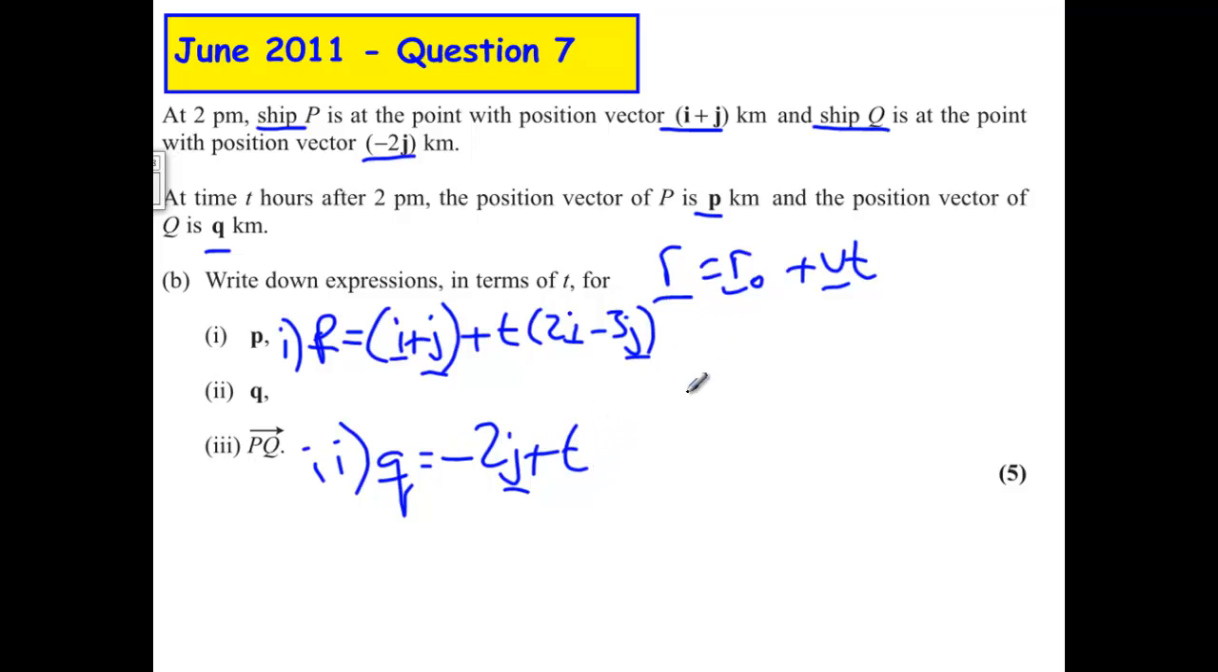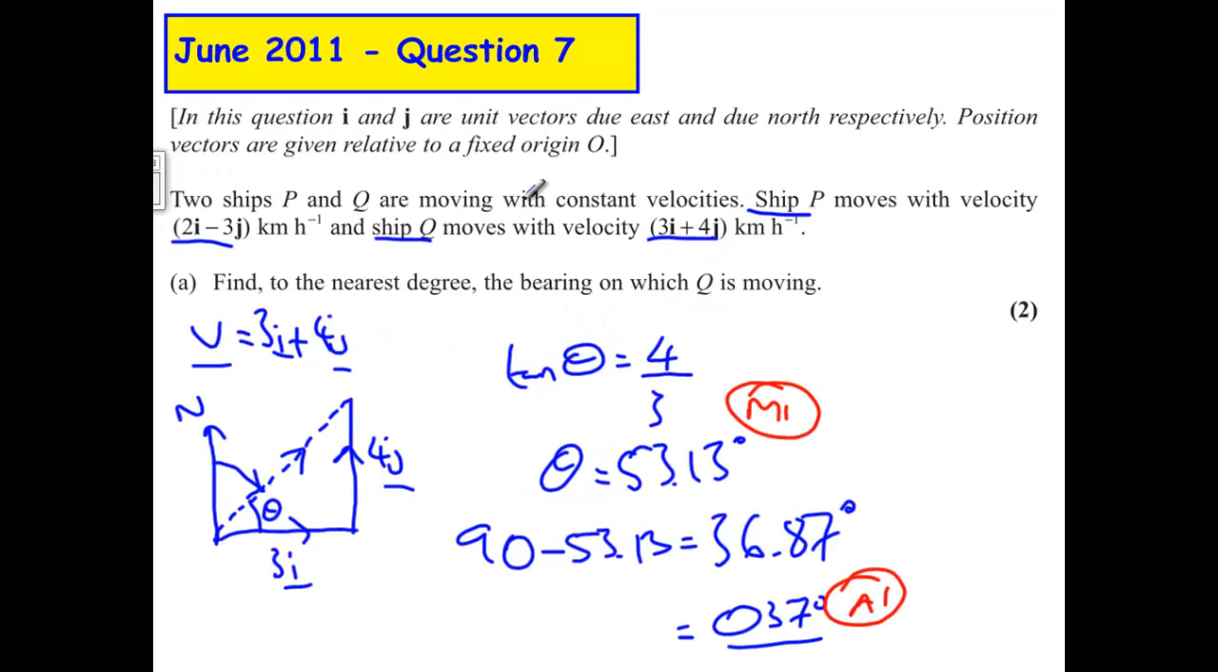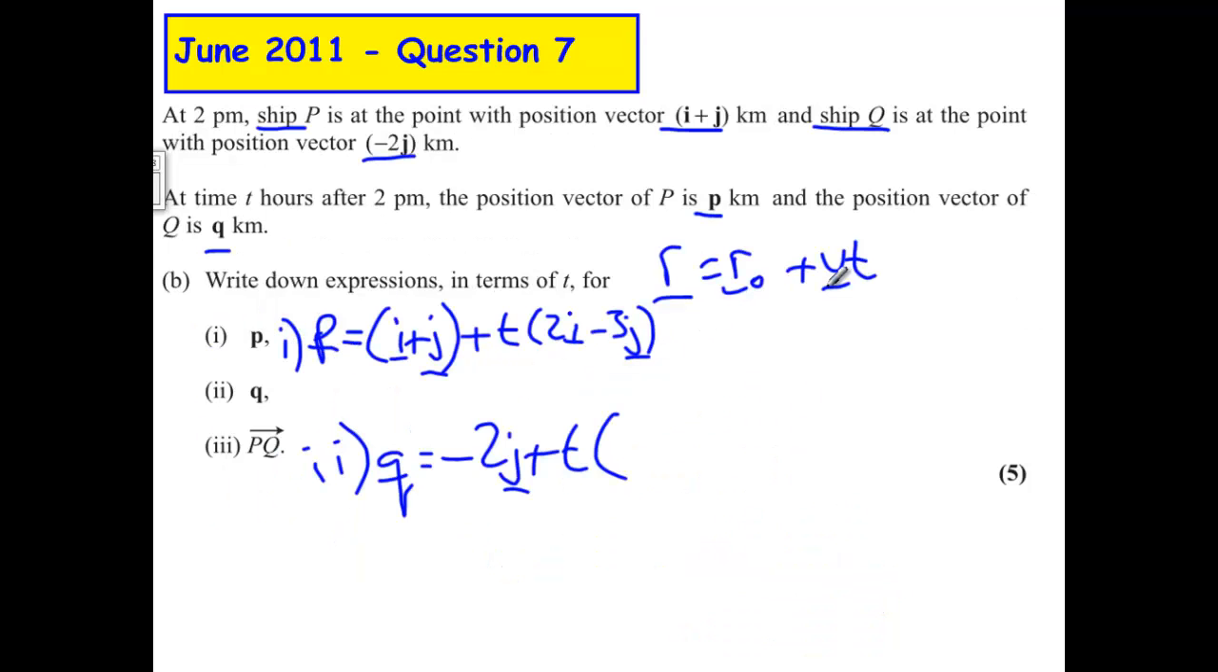So we're going to put time and times it by the velocity. And again, from part A, we know that the velocity of q is 3i plus 4j. So substituting that into this formula again, we're going to have t times 3i plus 4j. And what we have here is two expressions, one for the position vector of p, one for the position vector of q. Both of them depend on t, and both of them come from this formula here, r equals r0 plus vt.